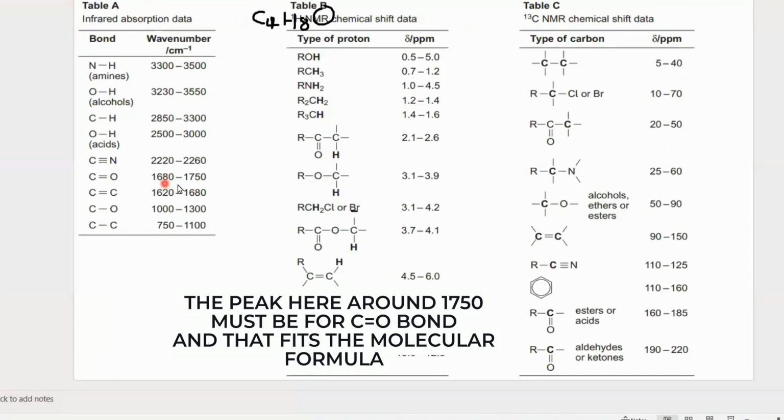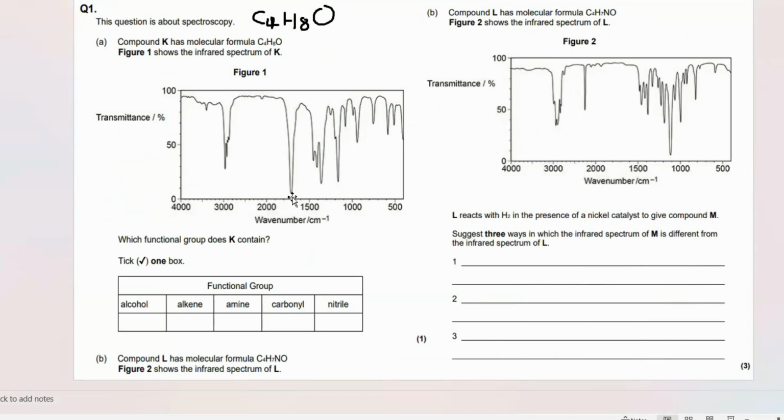But we've got one about 1750 here, and that's going to be the carbonyl group. And does that fit our formula? Yes, we could have a C=O bond because it just needs one oxygen. So it's going to be carbonyl. Nitrile and amine both have nitrogen, and our molecular formula doesn't contain nitrogen. Right, let's move on and look at the next question.